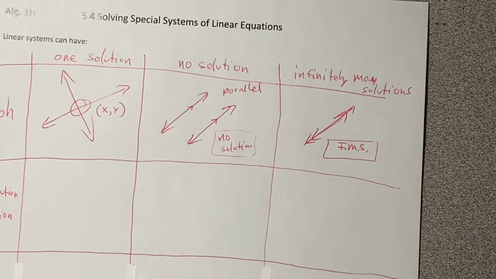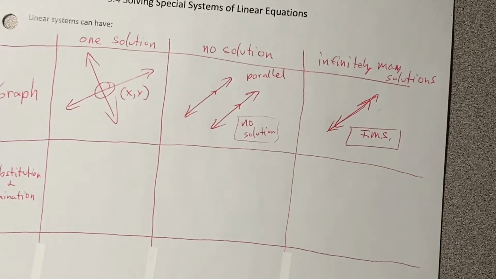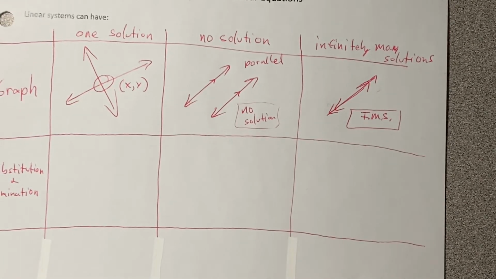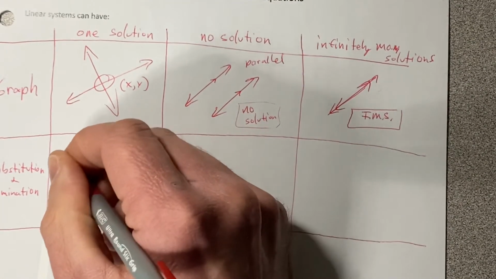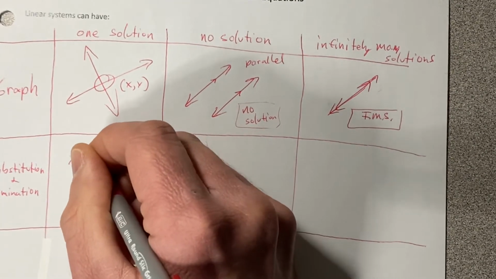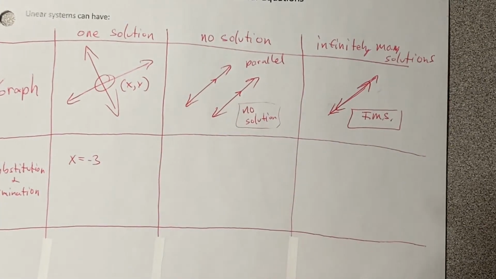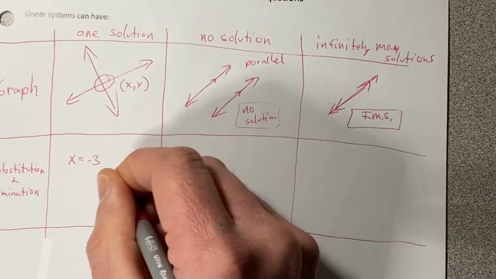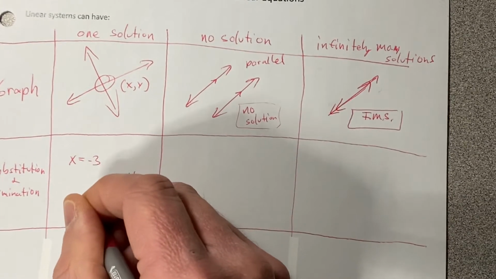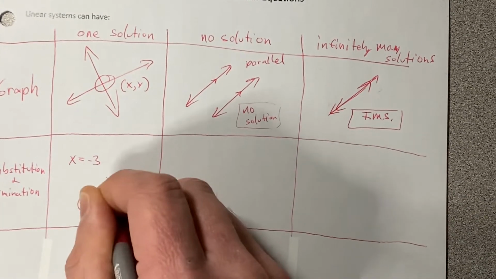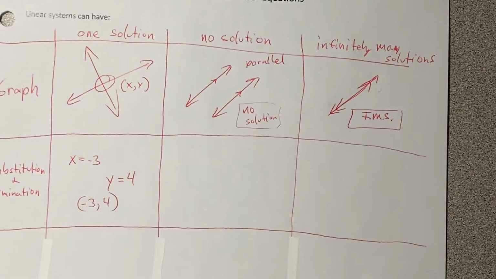Now with algebra, to solve systems of equations, you're either going to do substitution or elimination. When you get one solution, you work it out and get one variable solved for, and then you keep working and get the other variable solved for. Together those form the one solution. They make a coordinate of (-3, 4).